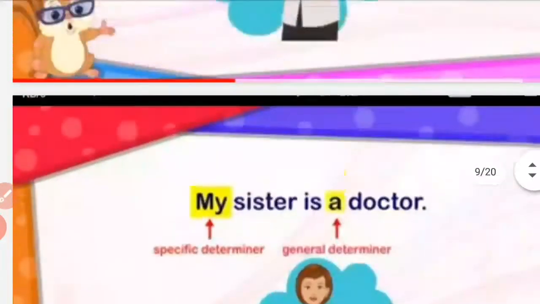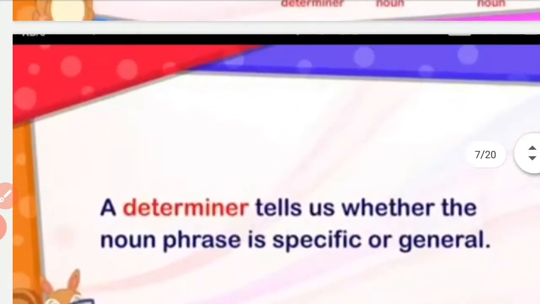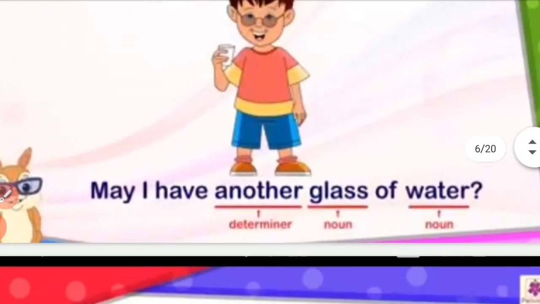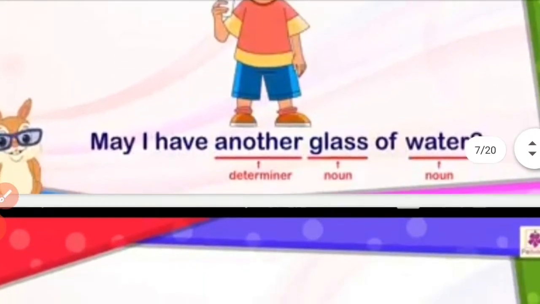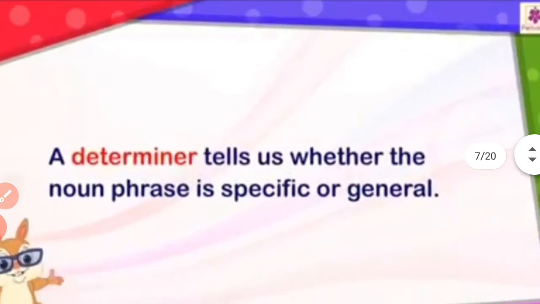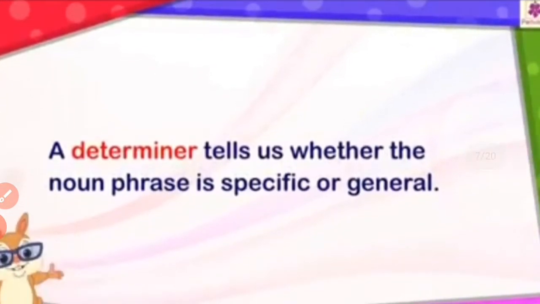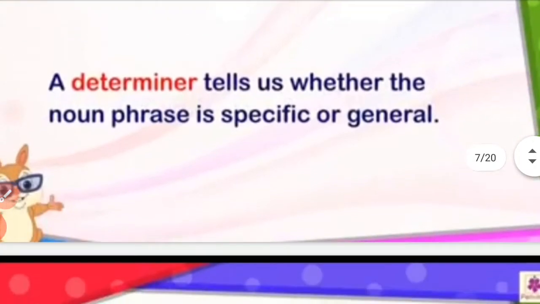For the next example, you can see, may I have a glass of water? May I have another glass of water? Now here another is acting as a determiner. The determiner tells us whether the noun phrase is specific or general.